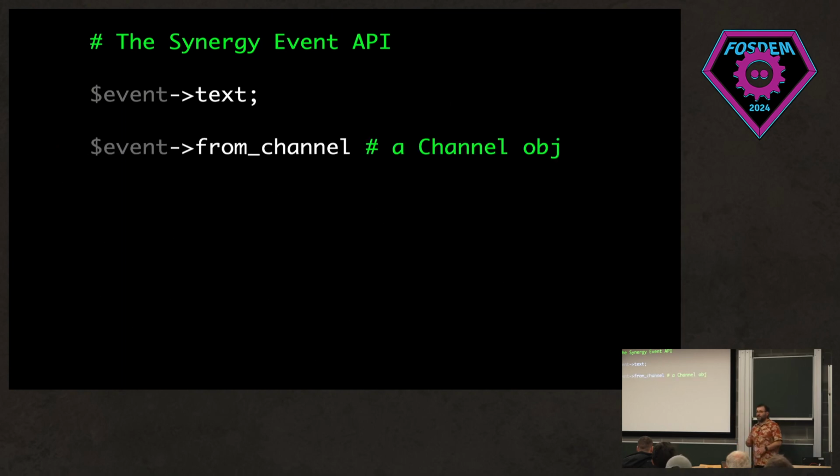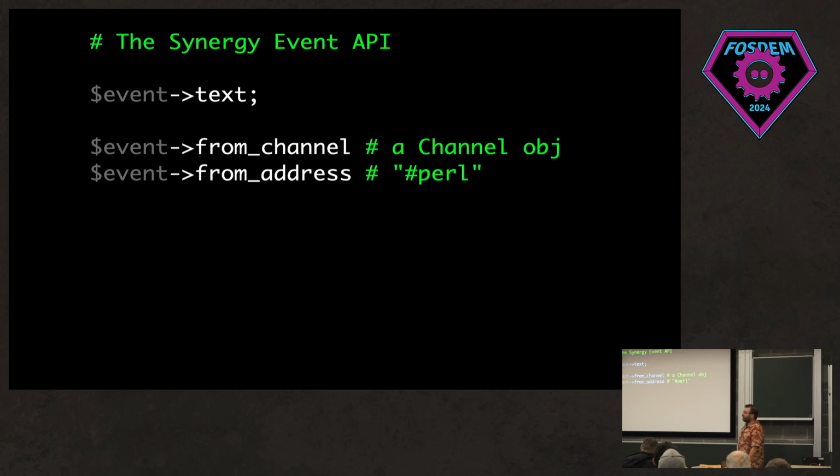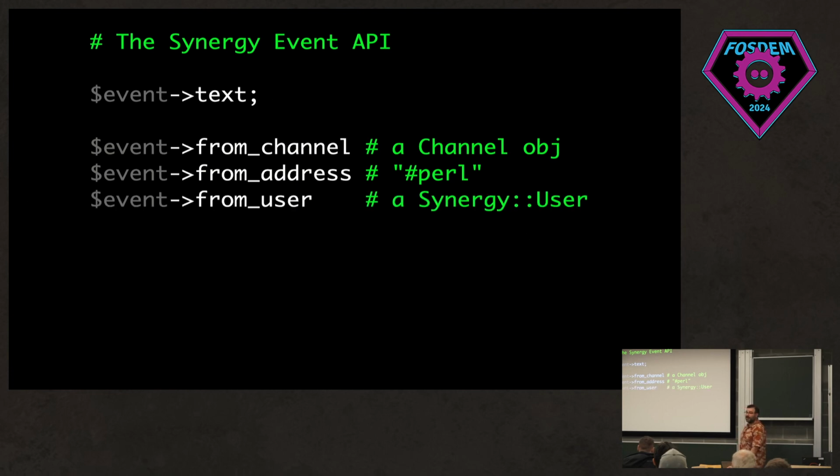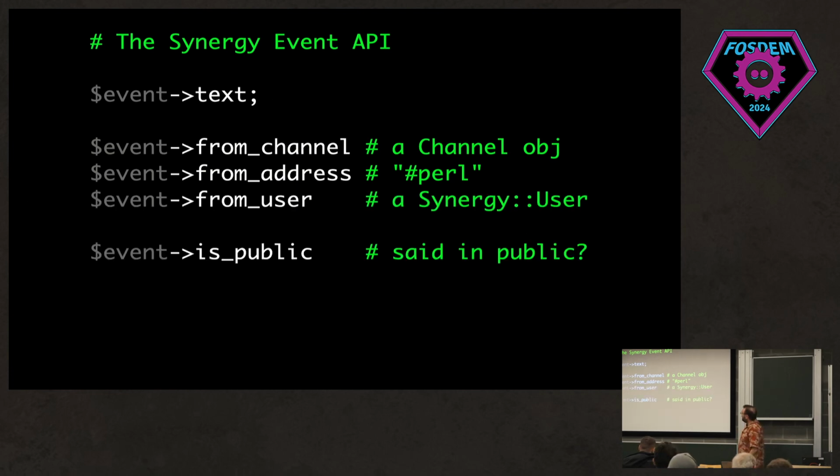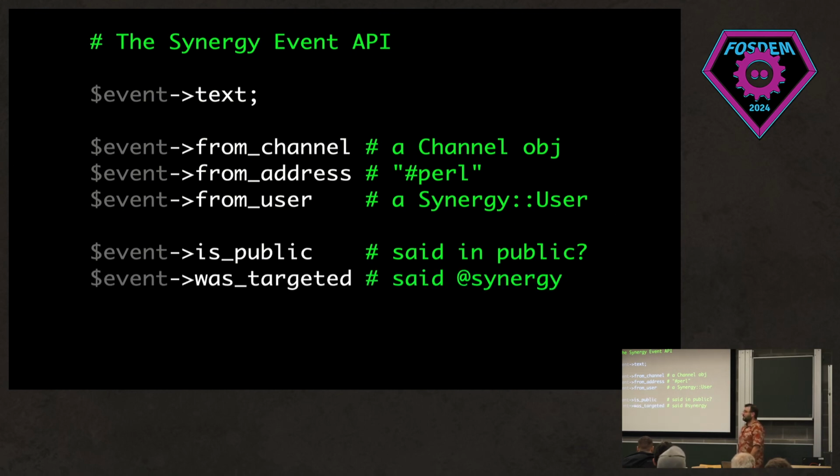Event has text. That's whatever the user typed. It has a channel it came from, right? So we said channels are how you connect to your chat network. That's the channel. It has a from address. If you are an IRC, that's like the channel. Again, sorry. It has the user it came from, if it came from a known user. And was it said in a public channel or in DMs? Was it said at me, right? So like, did someone say, Synergy, what time is it?